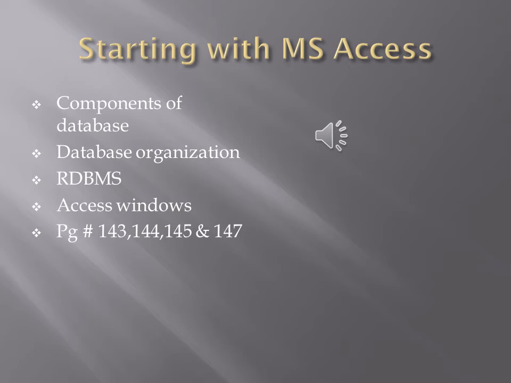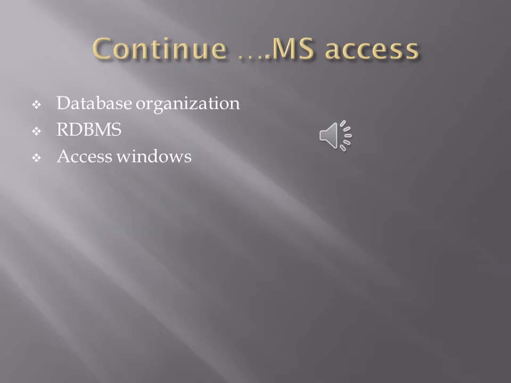Which is a very important topic is mentioned over here, just like components of a database, page number 143 on your textbook. These are the components. You can see and you can read it, and you can observe the task, observe the purpose of field, record, table structure, data sheet, form, filter, queries and reports. So next topic is the database organization.